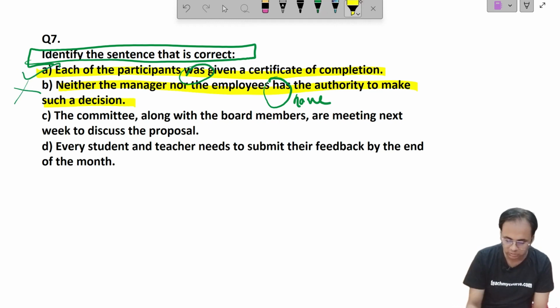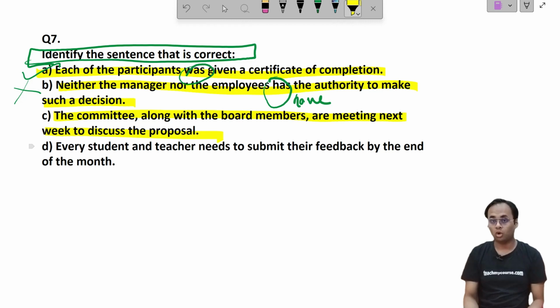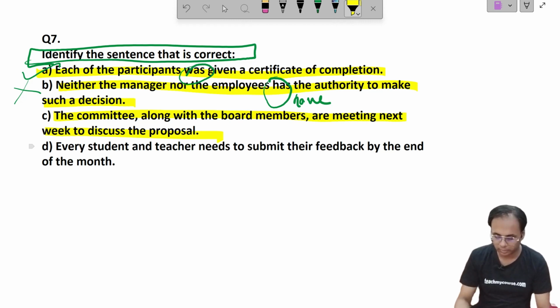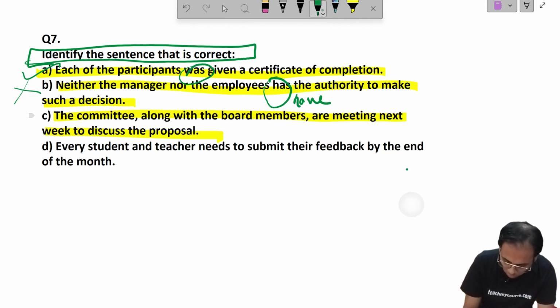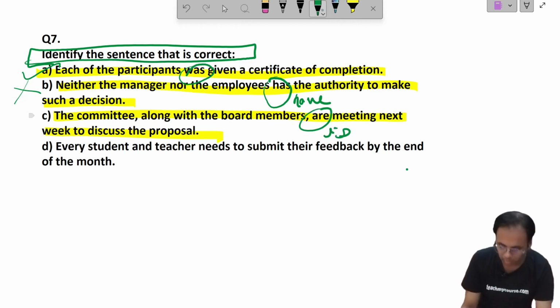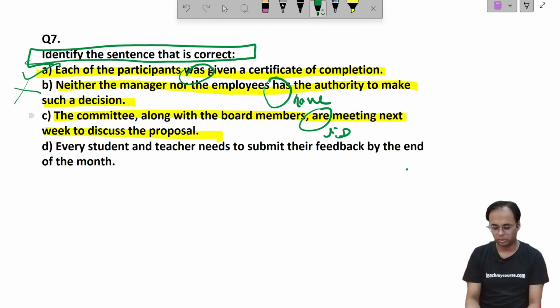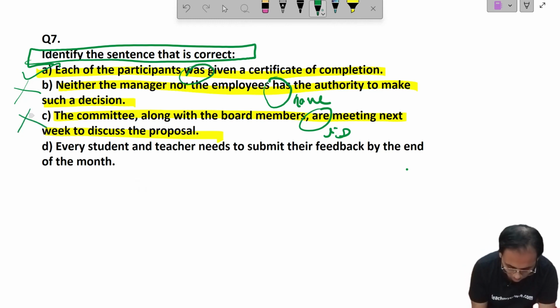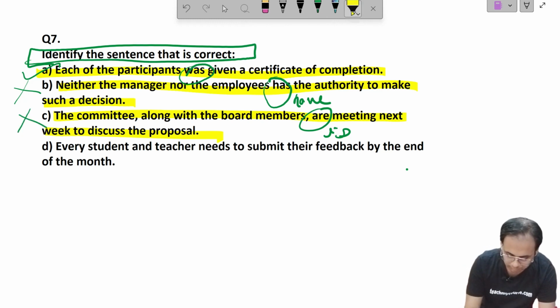Let us see the third sentence, C part. The committee along with the board members are meeting next week to discuss the proposal. The committee along with board members. It is actually a singular noun. The committee is a singular noun and is should be coming over here and not are. The committee is meeting next week to discuss the proposal. This is also wrong. Then comes the D part, which is every student and teacher needs to submit their feedback by the end of the month.